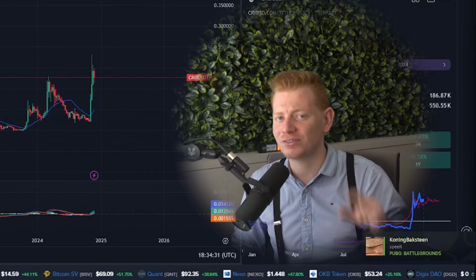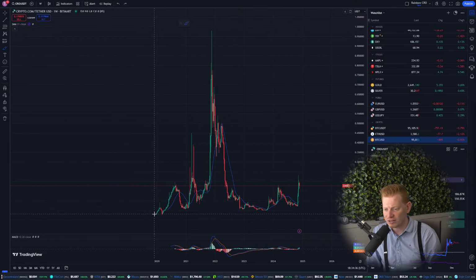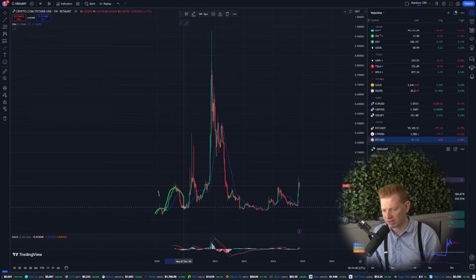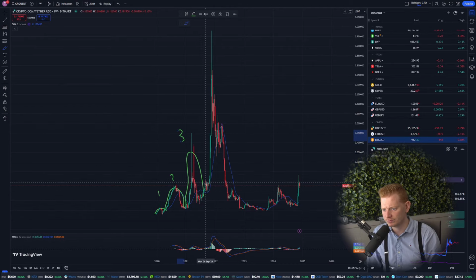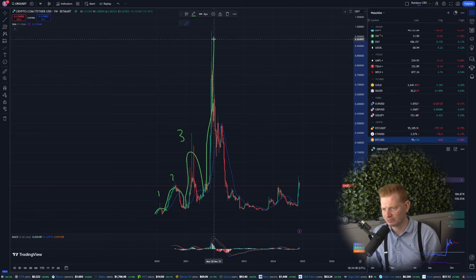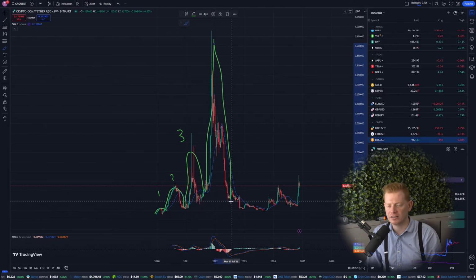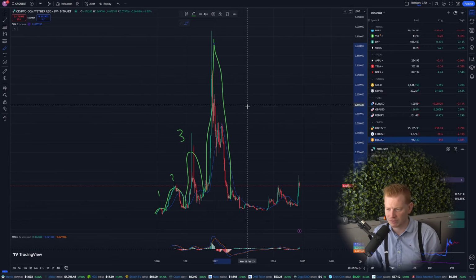Let me also show you that on this chart once more. So here again, Cronos chart. This here, previous cycle, the first pump. Then we have the second pump, 2. Then, guys, here we have the third pump. And what happened then? The fourth pump, really big. It needed three preparation pumps. But then we have the big one.